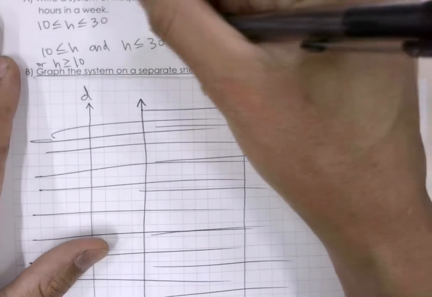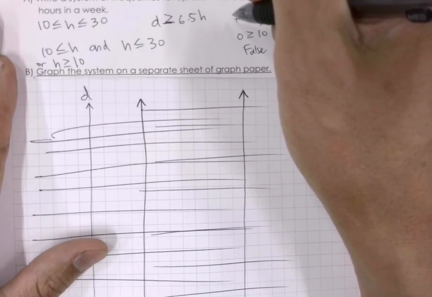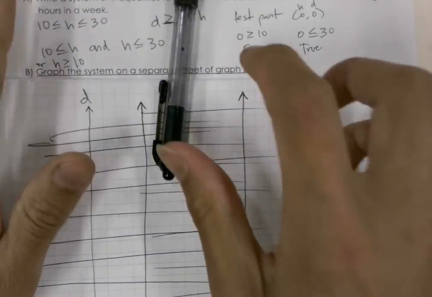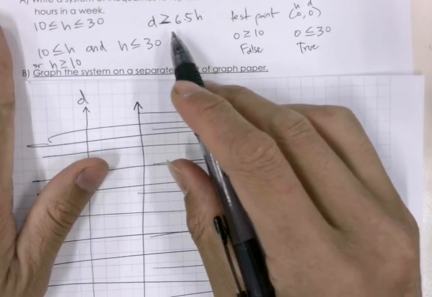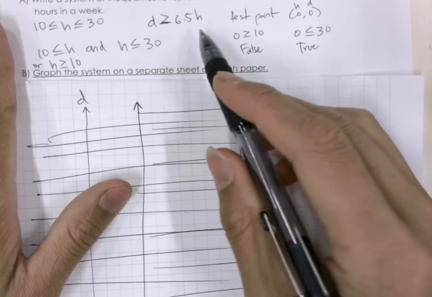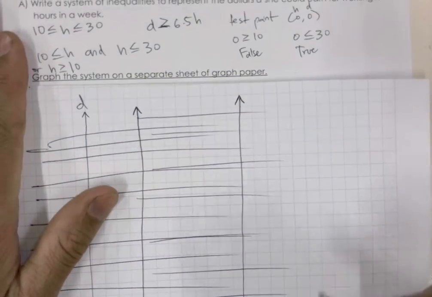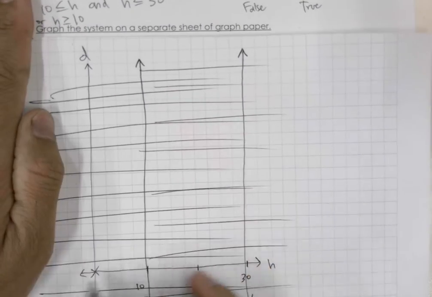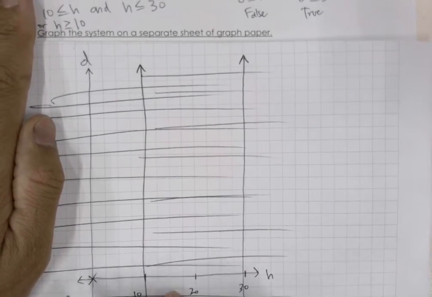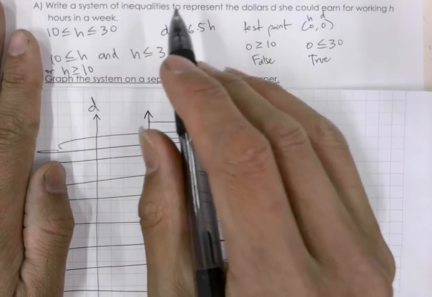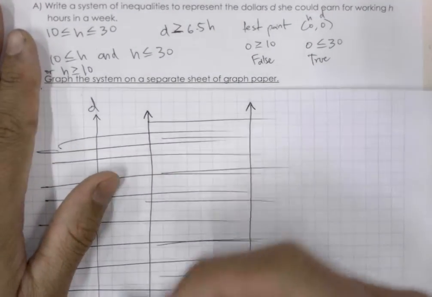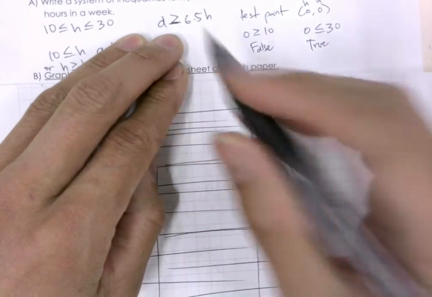For inequality 3, we need to start by putting the inequality into slope-intercept form. And if you notice, it already is in slope-intercept form because our d is our y and our h is our x. So we have y is greater than or equal to 6.5x. All right. So now that it's in slope-intercept form, what do we do next?